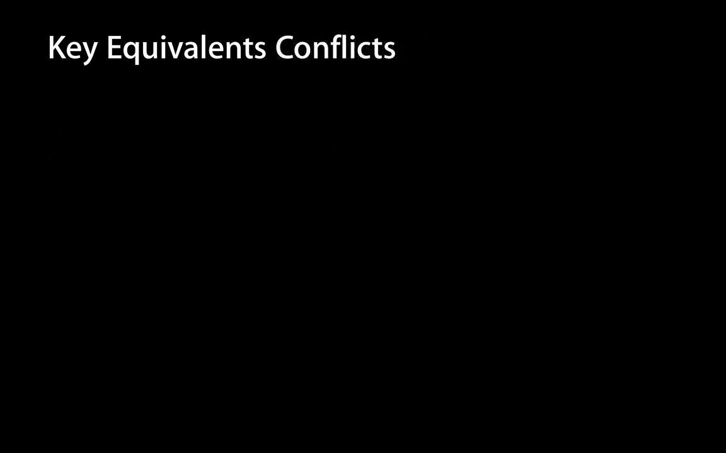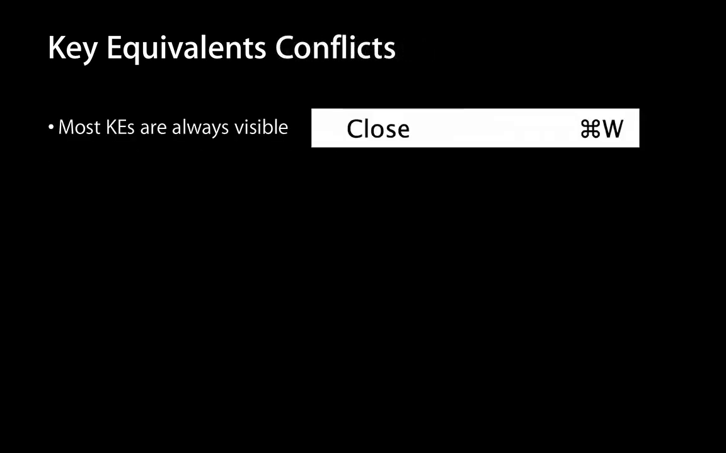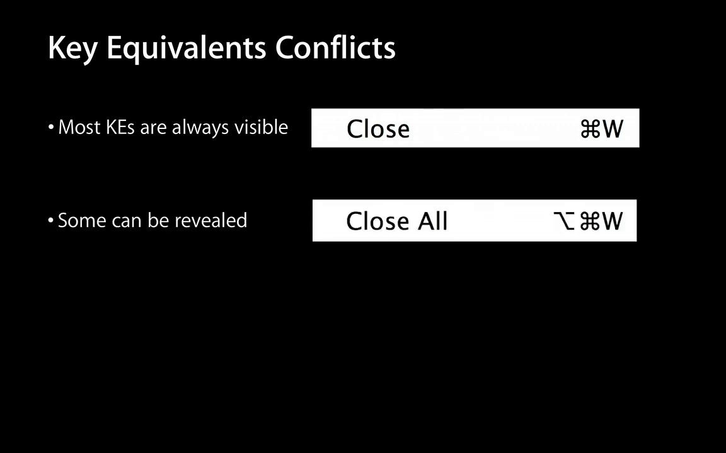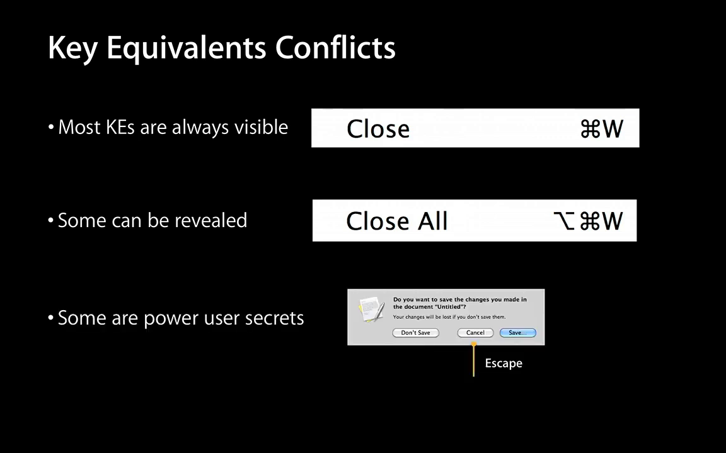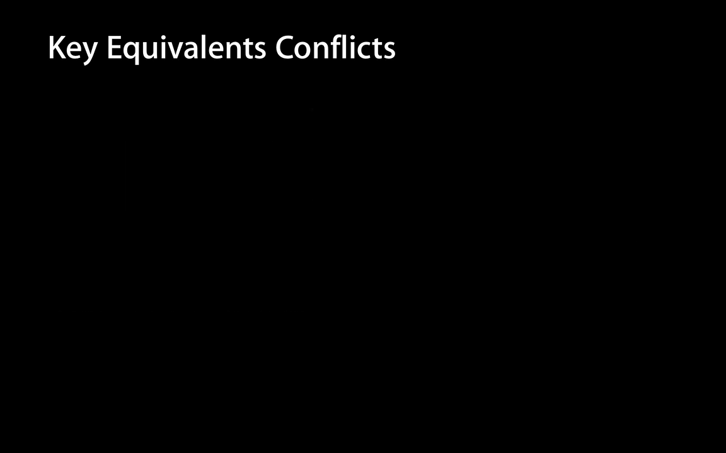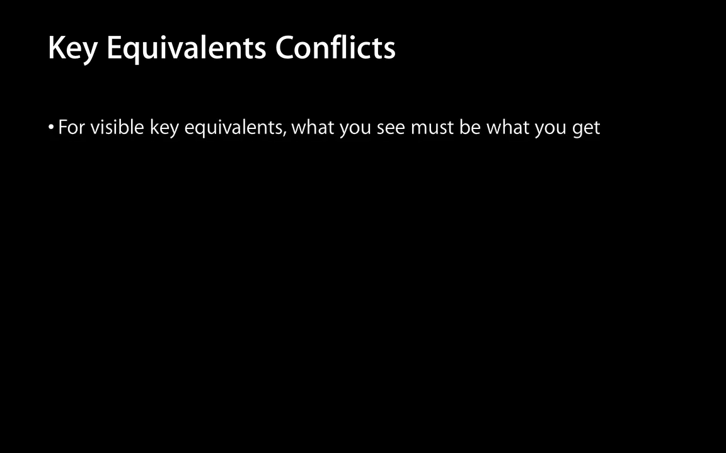So on to conflict handling. Most key equivalents are always visible, right? Close just shows Command-W all the time. Some of them can be revealed, such as Close All, when you press the Option key. And some of them are just sort of power user secrets, like you can hit Escape to close a dialog with the Cancel button.